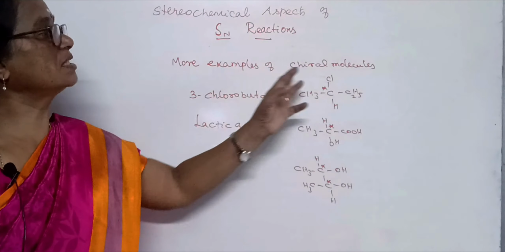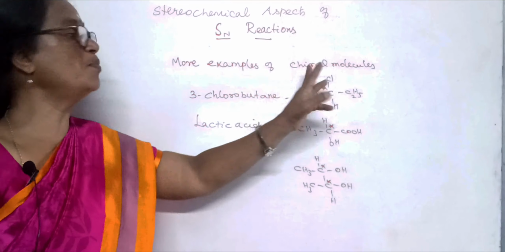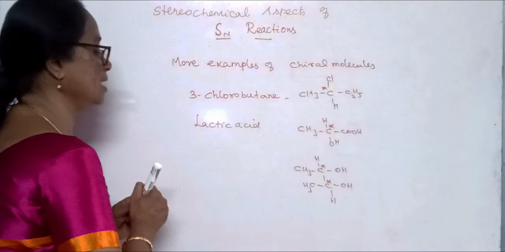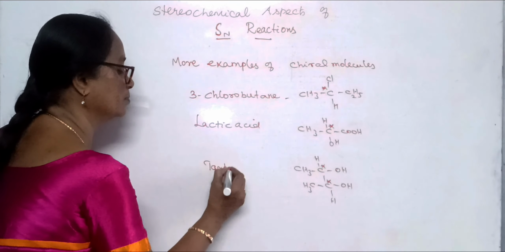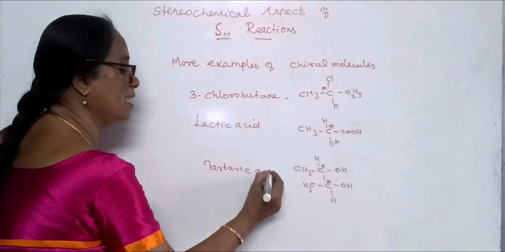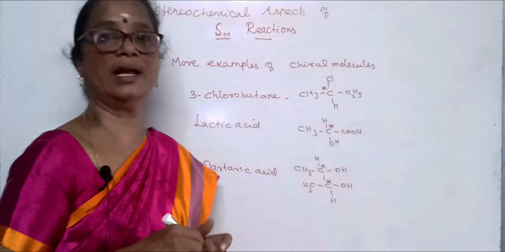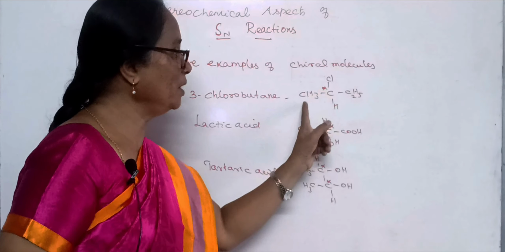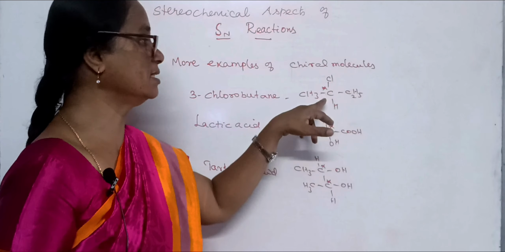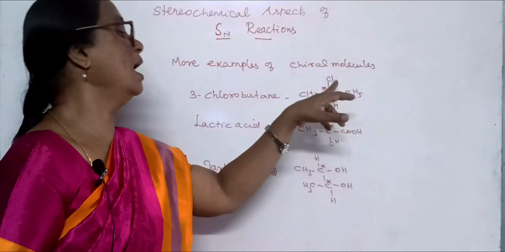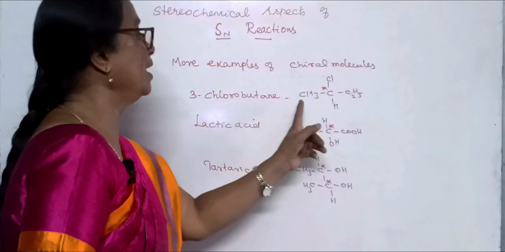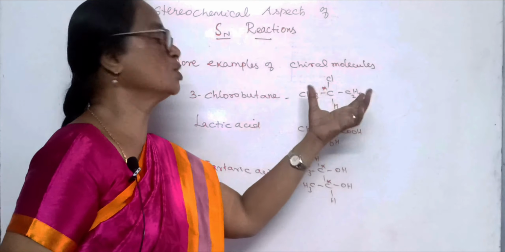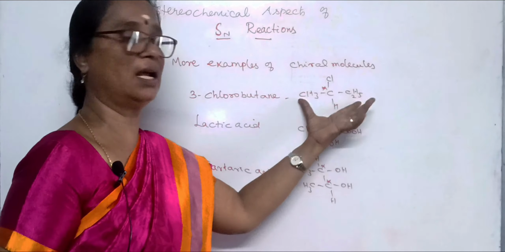Here are some more examples of compounds having chirality. We have 3-chlorobutane, lactic acid and tartaric acid. These molecules can have one or more chiral carbons. See, in 3-chlorobutane, the carbon has one methyl, ethyl, chlorine and hydrogen. So it has 4 different groups, and hence the carbon is chiral. But CH3 or C2H5 have similar hydrogen atoms, so they do not form part of the chirality.